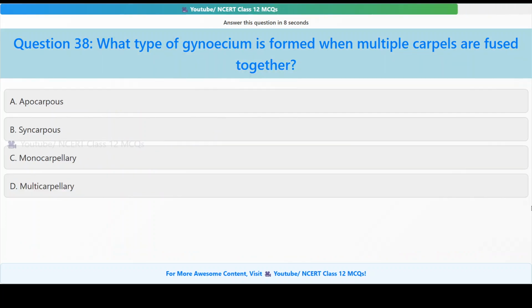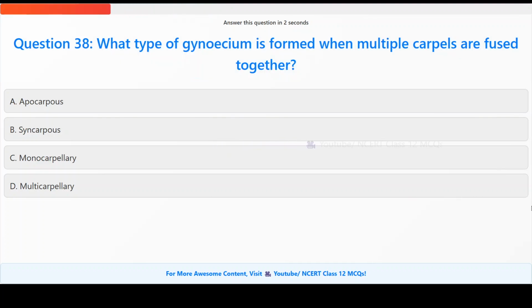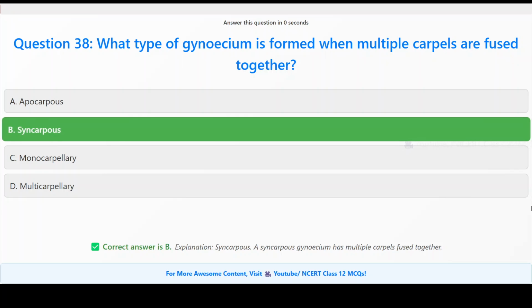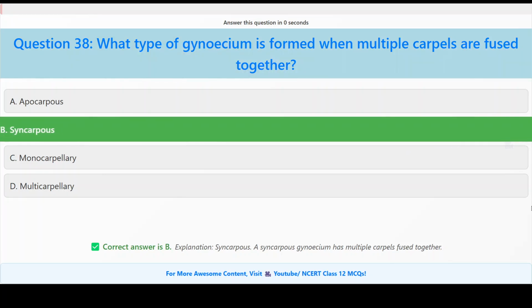Question 38. What type of gynoecium is formed when multiple carpels are fused together? Syncarpous. A syncarpous gynoecium has multiple carpels fused together.